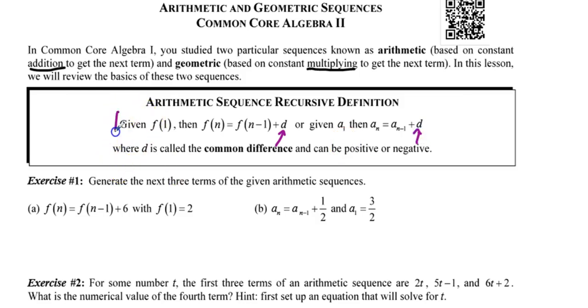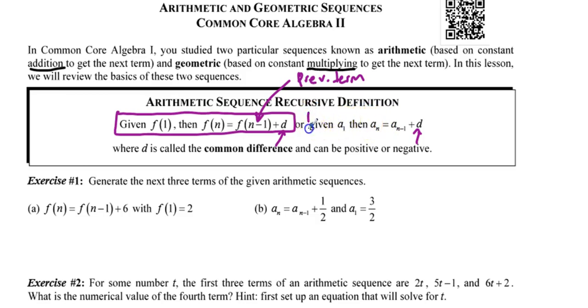First let's look at the form using function notation. Given the value of the first term, f of 1, if you want to find another term, f of n, you simply take the previous term and add on the difference. It looks kind of complicated, we'll get familiar with it. This is known as the previous term, because the subscript, or the term's identifier, the position of the term, is one less than the term we're on. Similar with our subscript notation.